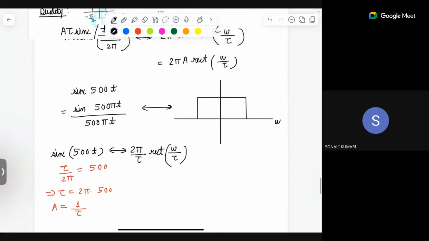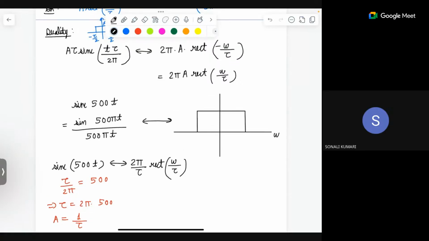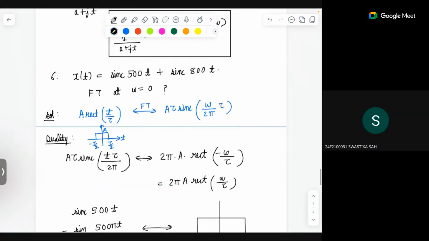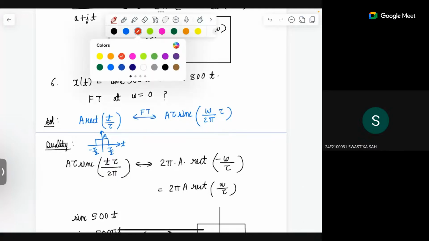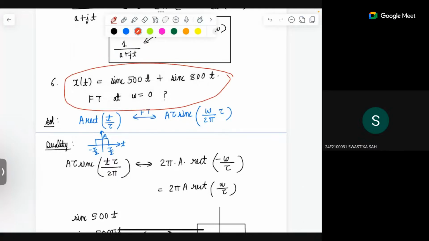This is clear until this? Yes, ma'am. Sonali, Jay, Swastika. Swastika, is it clear? Ma'am, please repeat once again. From the starting? Yes, ma'am. Okay. So this question is clear now, that xt is given and you want to find the Fourier transform at omega equal to 0. This is clear.